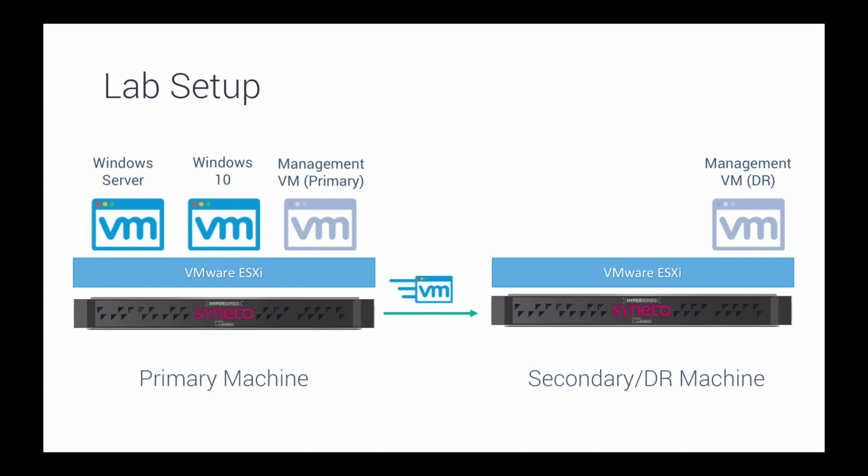Here's a diagram of the lab setup we'll be using. On the left-hand side, you can see the primary machine that has a built-in VMware ESXi hypervisor, and it runs 3 VMs: the management VM, the Syneto operating system, and 2 Windows, a server and a Windows 10 client. On the right-hand side, you can see the secondary or DR machine that also has a built-in hypervisor and SynetoOS, the management VM. The 2 machines have a defined replication schedule that takes all the VMs from the primary machine to the secondary machine every 10 minutes.